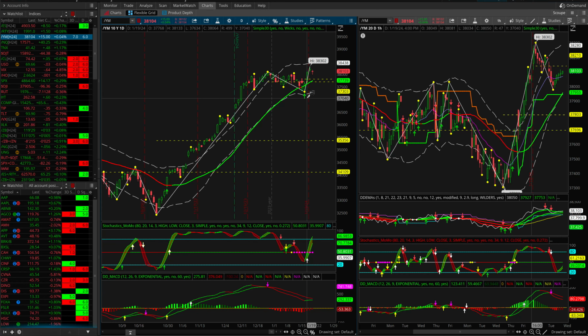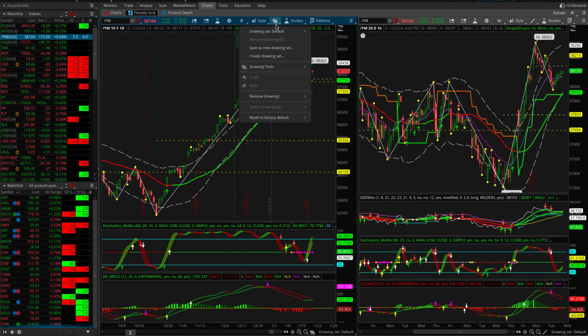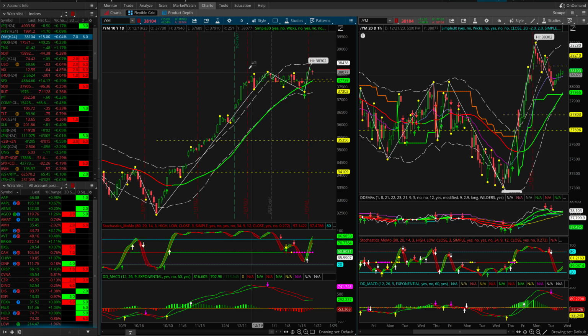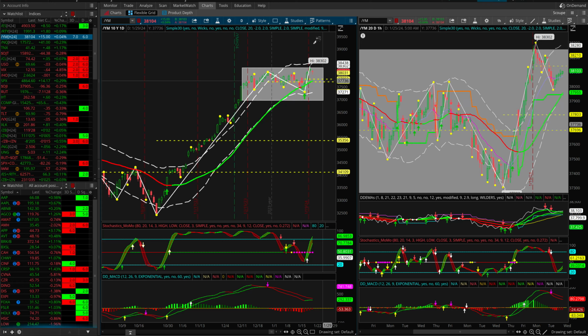The Dow has been the one that's really been holding up well, and we've been in this box. I'm going to go ahead and draw a box that literally will go like something like this around that price. It's a little obnoxious.